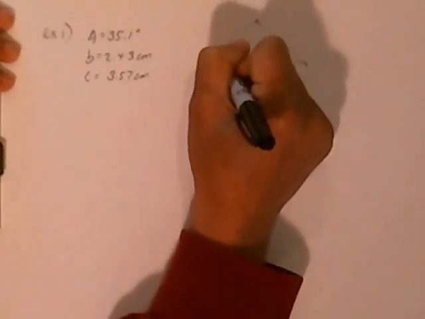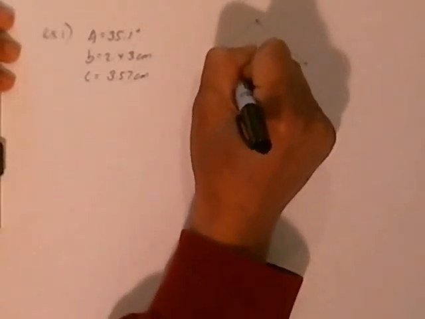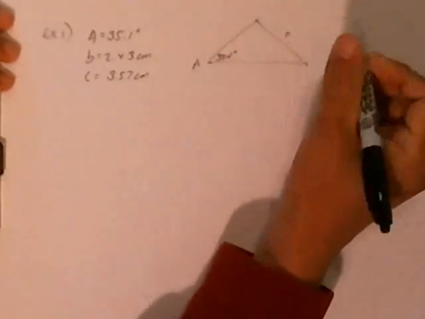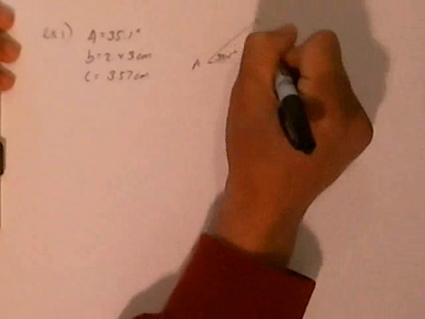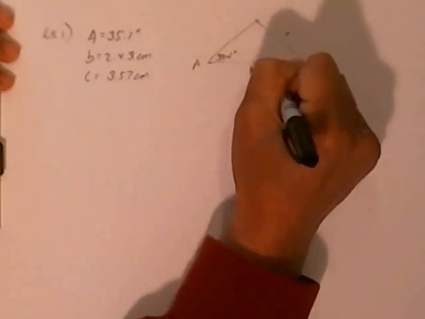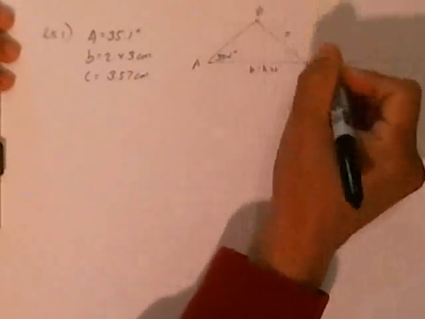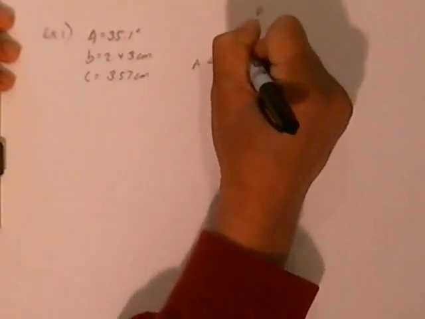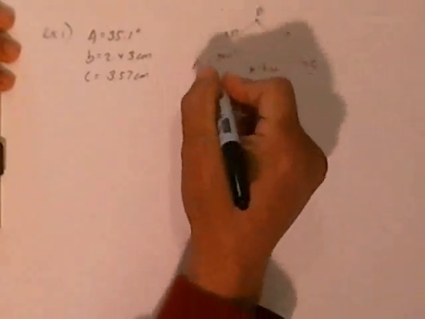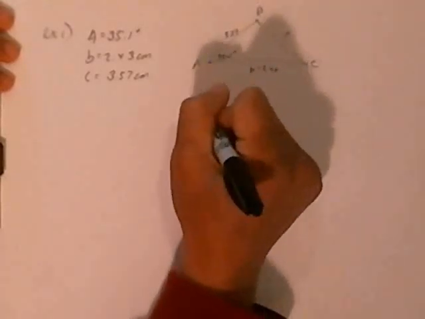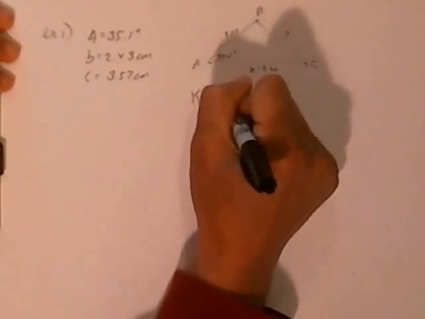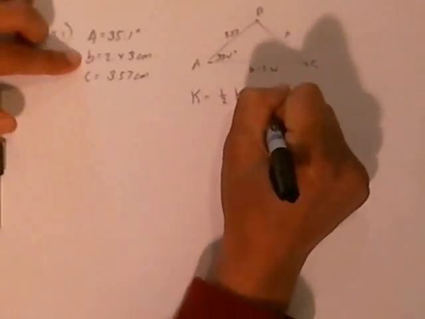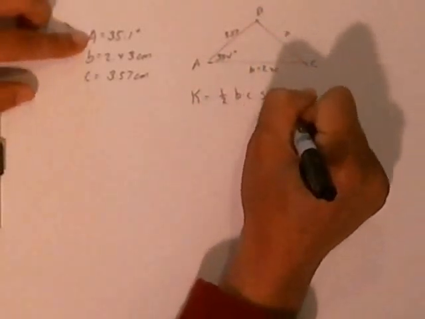A is 35.1 degrees. That's A. Little a we don't know. We don't really care about it. Little b is located right here. It's equal to 2.43. That's big B. And big C is right here, 3.57. We really didn't need to draw it out. We just used the formula. The area is equal to 1/2 BC, B times C times the sine of the angle in between, A.